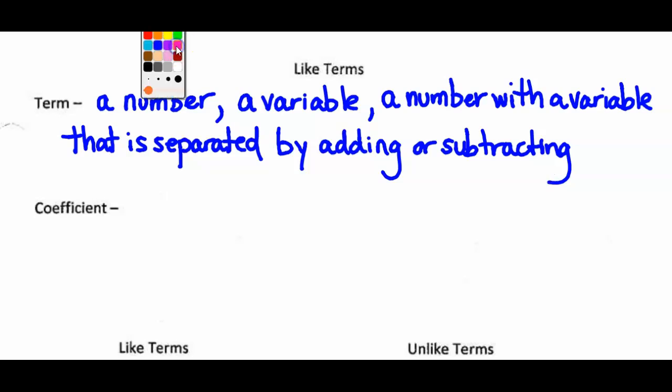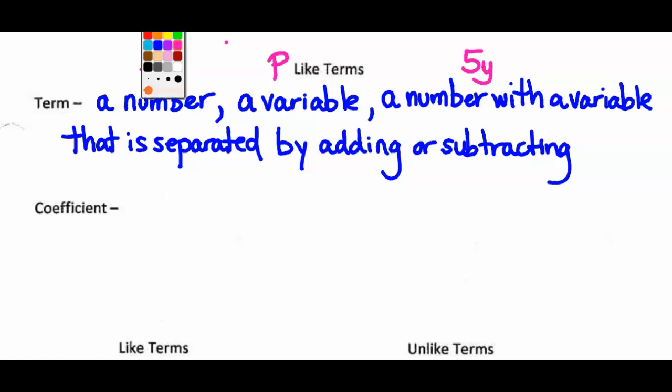So above where it says number, we could put -4. -4 can be considered a term. A variable. Oh, how about P? P is a letter. A letter can be a variable that represents a number in math. Or you could have a number with a variable like 5y. All three of those are examples of terms by themselves.